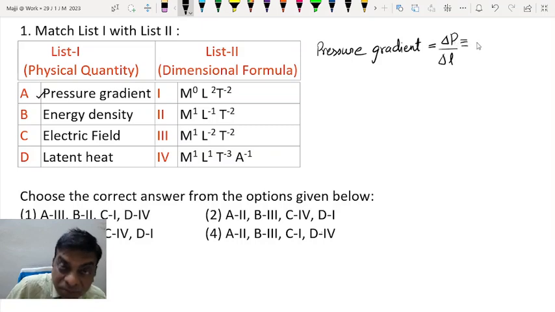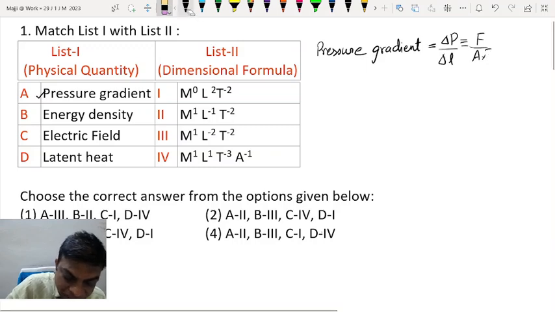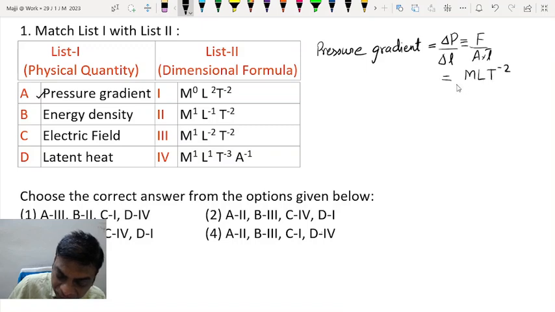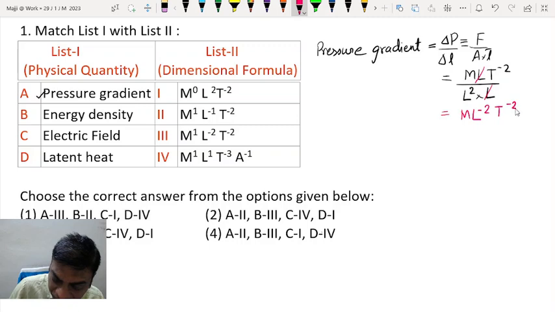So dimensionally, change in pressure is equivalent to that of pressure, which is actually force by area, divided by length. And change in length will be equivalent to length itself. So you have MLT power minus 2, area is L square, and then again L. So one L gets cancelled here, and we are left with M L power minus 2 T power minus 2. So this means A should be mapped to 3.